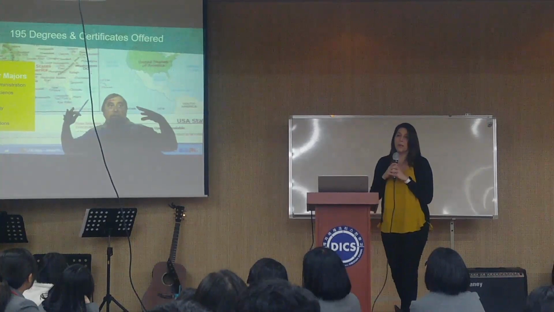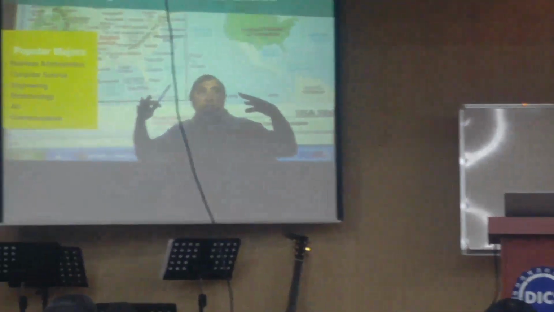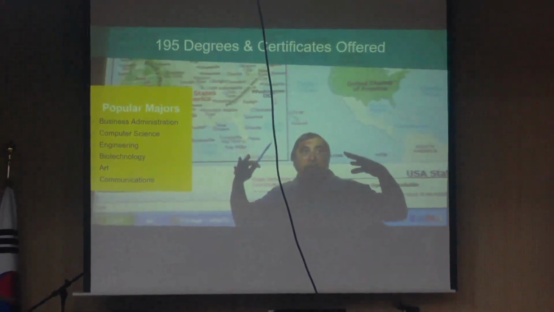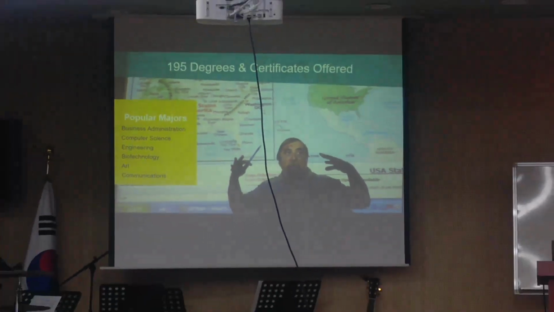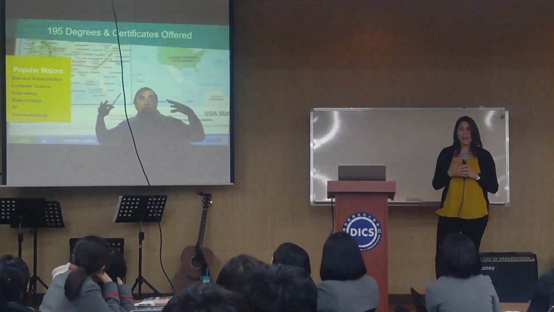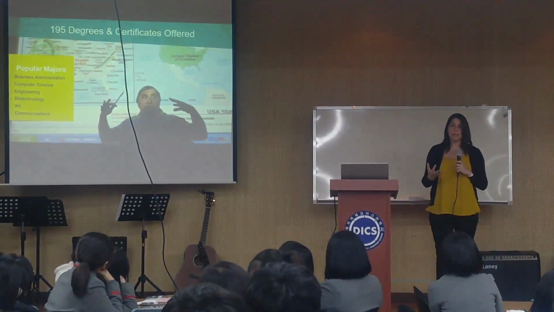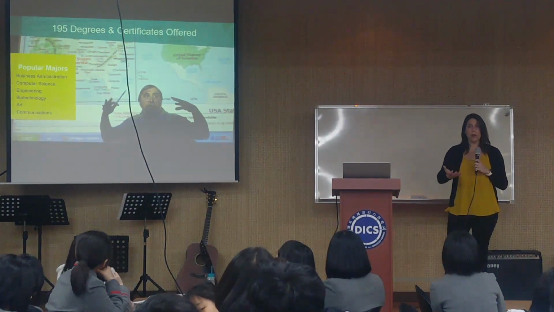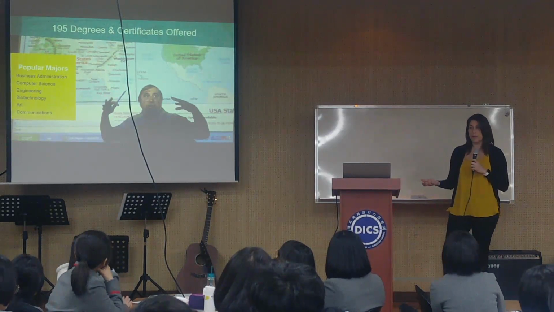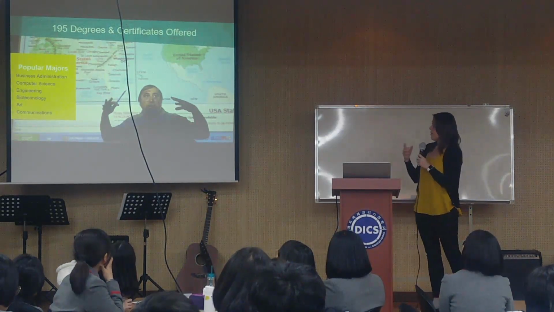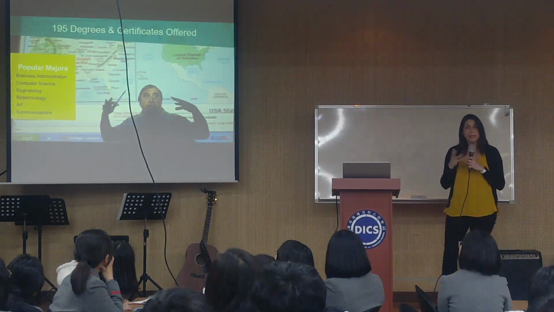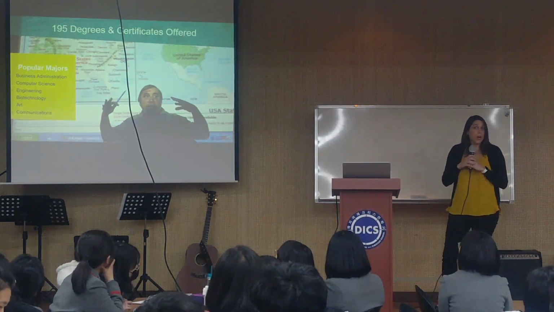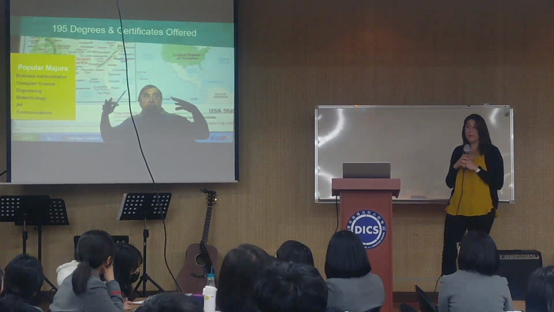All right. So we have 195 different degrees and certificates. When students ask me, what can I study at your college? I say, almost anything. We have a really wide range, because, like I told you, we are the foundation of a bachelor's degree. So we're providing you with all those lower division classes, all right? But these are some of our popular majors: business administration, computer science, because we are in Silicon Valley, engineering, biotechnology, art, communications. Okay?